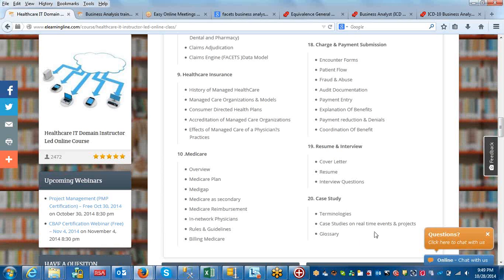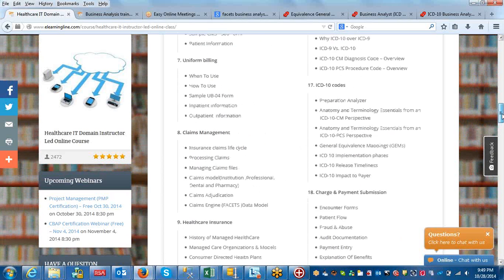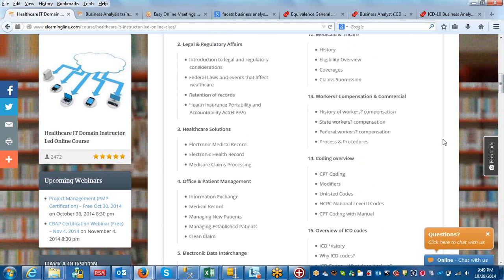And then you have a glossary, any kind of reference or anything which you can refer to. So this more or less concludes the healthcare side of it as well as the business analyst.